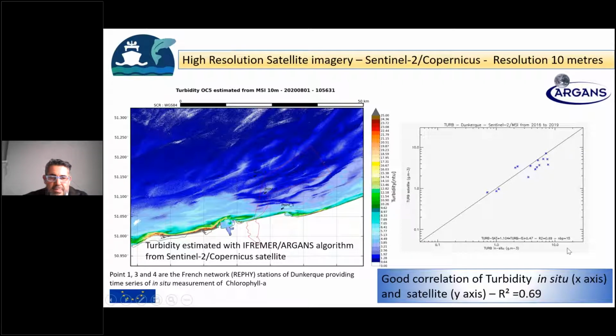So we can predict, or we can see without deploying sensors what's the turbidity in our site. And you see also the resolution is 10 meters, so it's a high resolution model with a high accuracy.